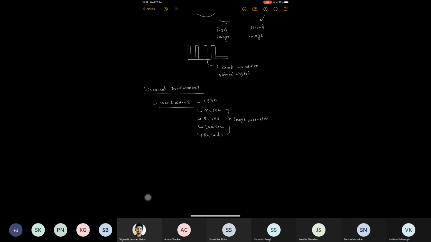Then we would like to see how the filter frequency response looks. So we go to the next point, that is the frequency response of the filter. What do you mean by frequency response?